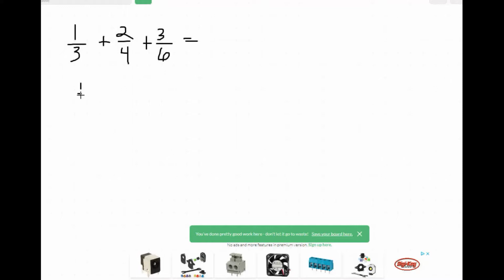So 1/3. We're going to convert that to something with 12 on the bottom. Now, how do we get this? That would be 4, right? So whatever you do here, you got to do here, because remember it has to be the same fraction, 4/4. So 1 times 4 is 4. Okay. 2/4.